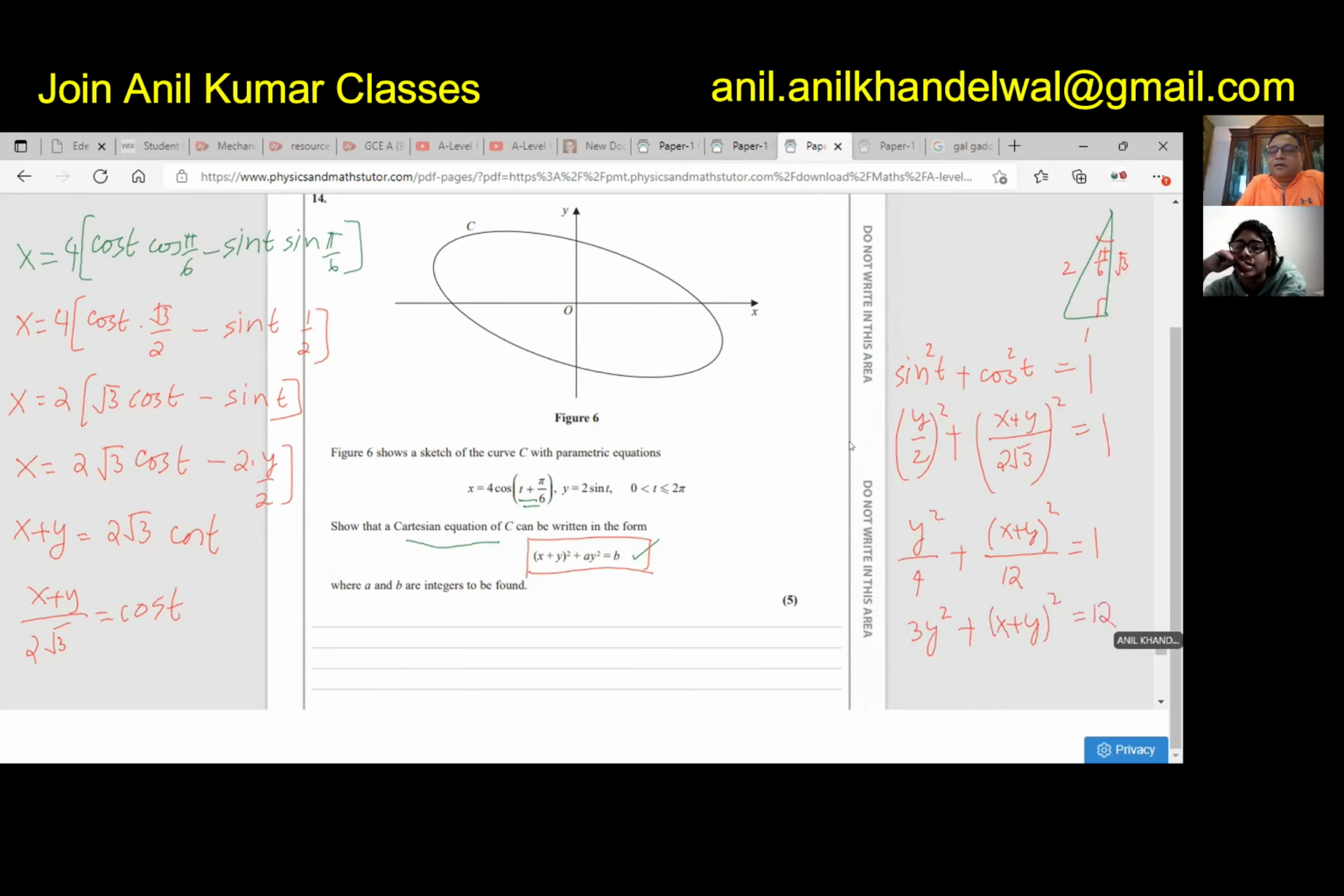Now we can compare, right? So we get (x plus y) whole squared plus ay squared. So a equals 3, right? And b equals 12, correct? Perfect.